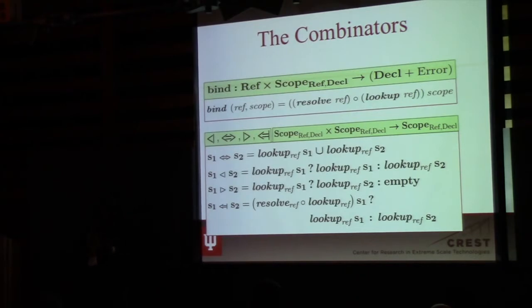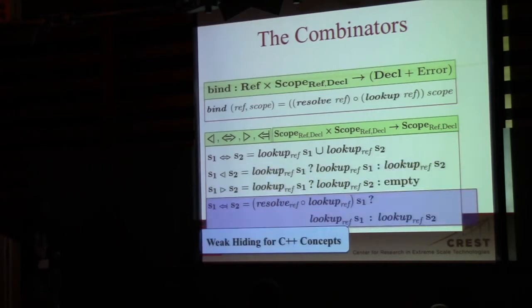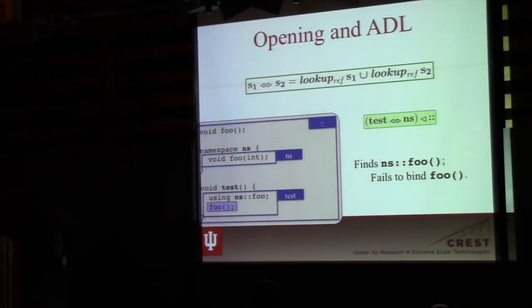Okay? So these two are special cases of a ternary combinator, and there's a whole range of other work that we can do based on that. Weak hiding is for Sibel's concepts, and this is for ADL. So now let's see, answering your question.